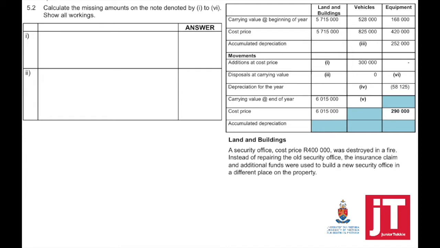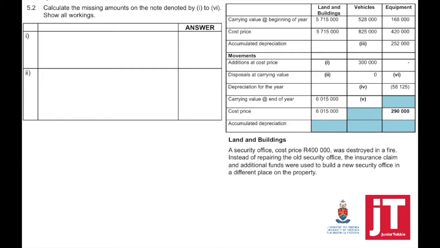To calculate the missing amount, we are going to start with land and buildings with number 1 and number 2. But now we need to look at the additional information. A security office, cost price $400,000, was destroyed in a fire. Instead of repairing the old security office, the insurance claim and additional funds were used to build a new security office in a different place on the property. So, how do I approach this now?